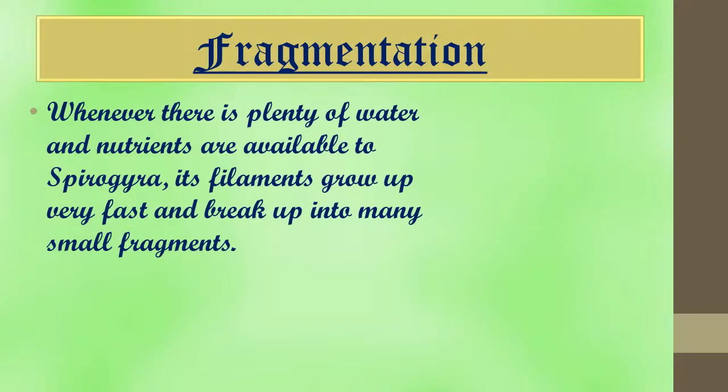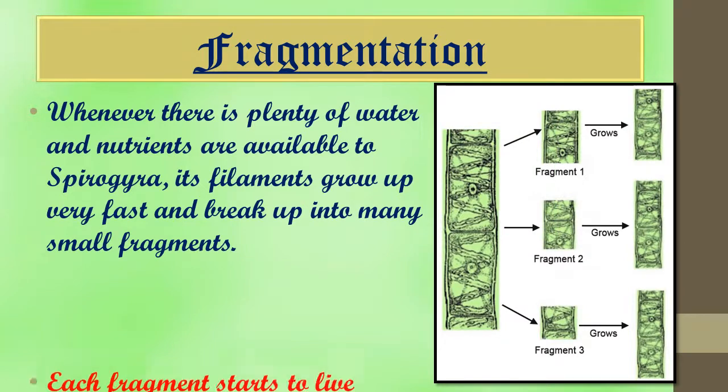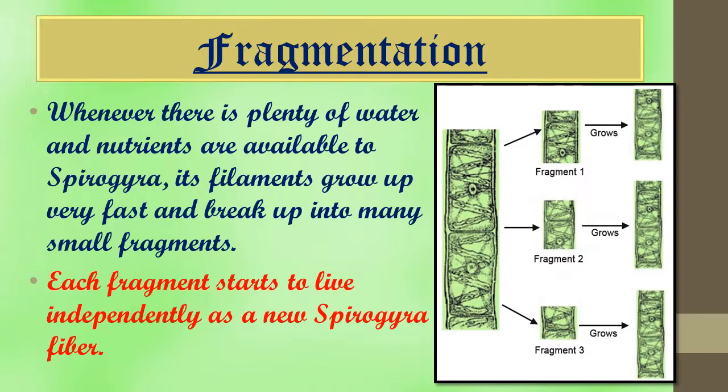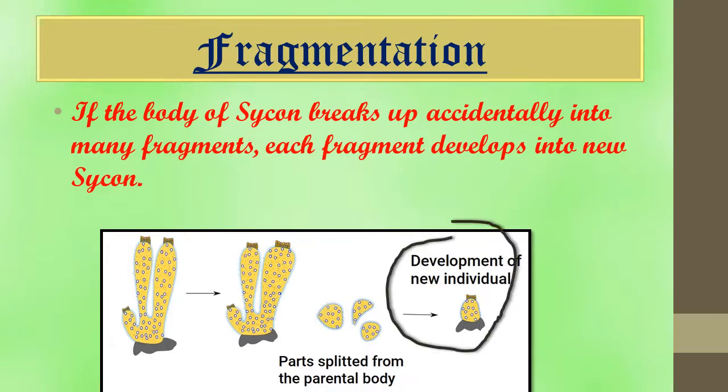Alright, now next, whenever there is plenty of water and nutrients available to Spirogyra, what happens? Its filaments grow very fast and break up into many small fragments, as you can observe in the alongside diagram, and each fragment starts to live independently as a new Spirogyra filament. Now the next example in fragmentation is of Scypha. So student, if the body of a Scypha breaks up accidentally into many fragments, each fragment develops into a new Scypha. You can observe here the parts split from the parental Scypha body, then the development of a new individual. So this is fragmentation, and in this we have seen 2 examples. One is Spirogyra and the second is sponges like Scypha.